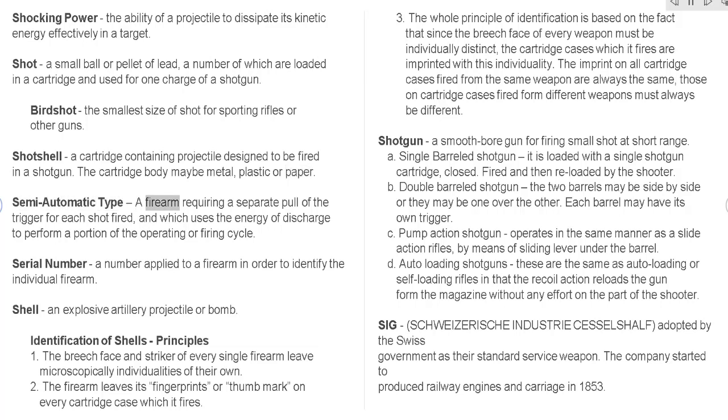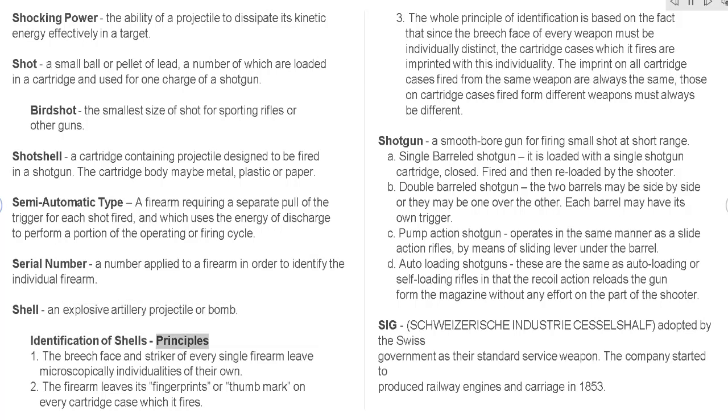Semi-automatic type, a firearm requiring a separate pull of the trigger for each shot fired, and which uses the energy of discharge to perform a portion of the operating or firing cycle. Serial number, a number applied to a firearm in order to identify the individual firearm. Shell, an explosive artillery projectile or bomb.